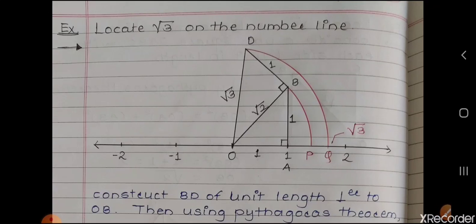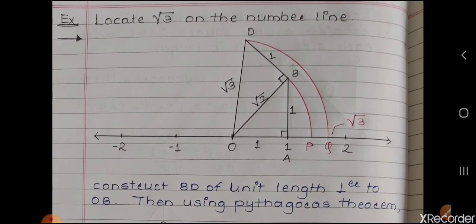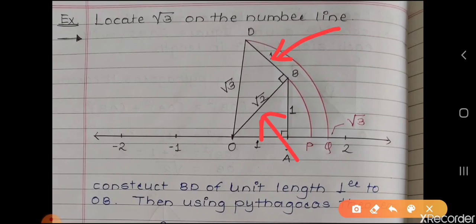Very simple. Again I repeat. We have to locate square root of 3 on the number line. First we have to locate square root of 2 on the number line. In the last example we located square root of 2 on the number line. So here also we first locate square root of 2 on the number line. Then we construct BD of unit length and perpendicular to OB.